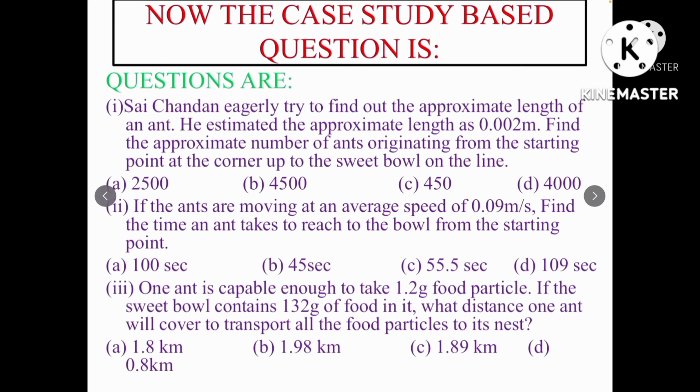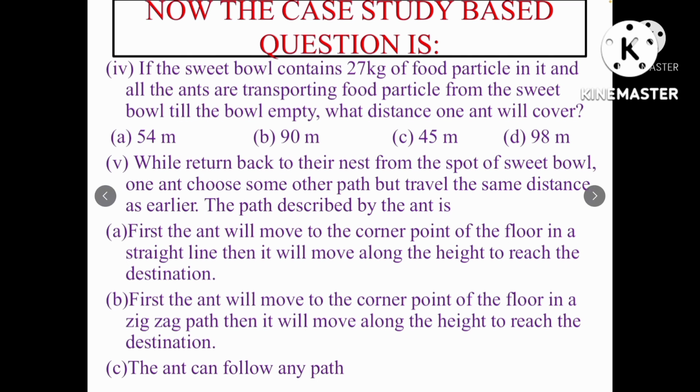Similarly, the second question is: if the ants are moving at an average speed of 0.09 meter per second, find the time an ant takes to reach the bowl from the starting point. Options are given. Third question: one ant is capable of taking 1.2 gram food particle. If the sweet bowl contains 132 gram of food in it, what distance will one ant cover to transport all the food particles to its nest? The options are given. Question number 4. If the sweet bowl contains 27 kg of food particles in it and all the ants are transporting food particles from the sweet bowl till the bowl is empty, what distance will one ant cover?